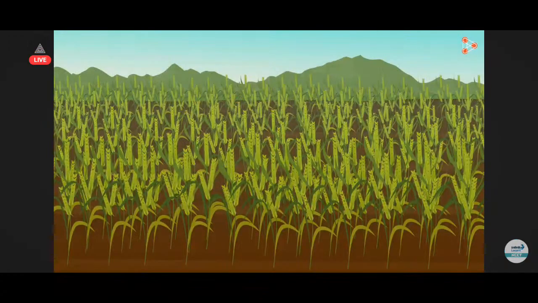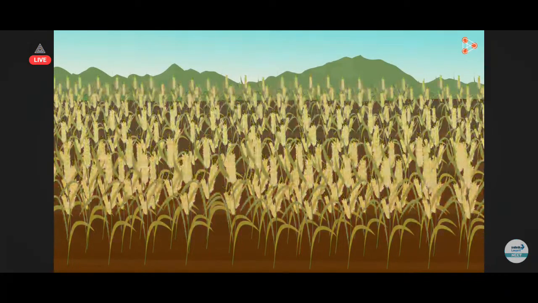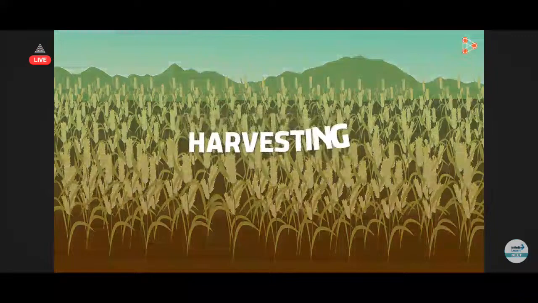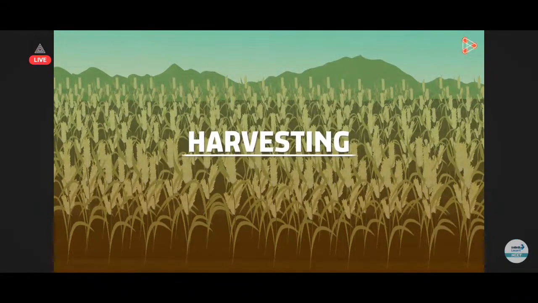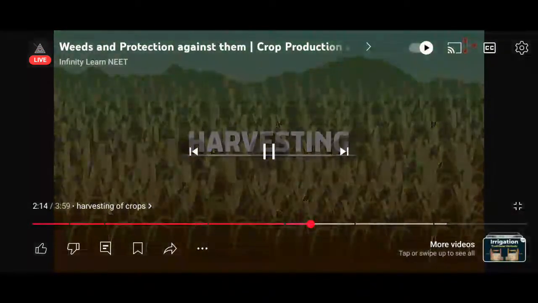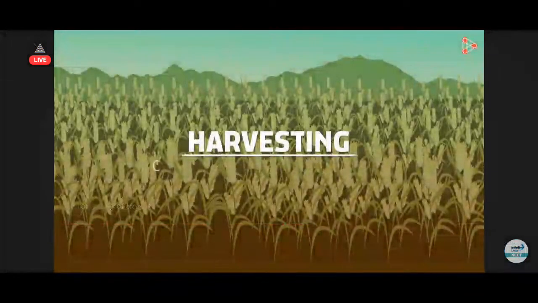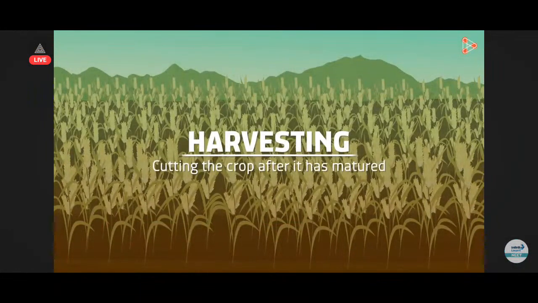The stage where the crop has matured after a span of 3 to 4 months. It's the harvest time. And what does it exactly mean? Harvest the crop simply means to cut the crop after it has matured. Do you think it's as easy as it sounds?